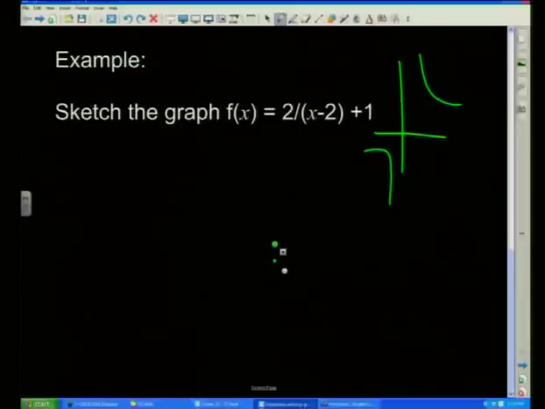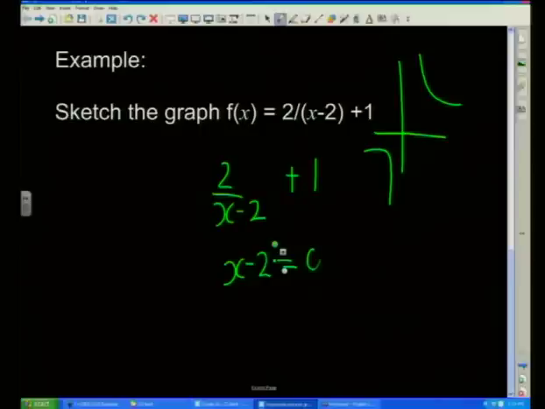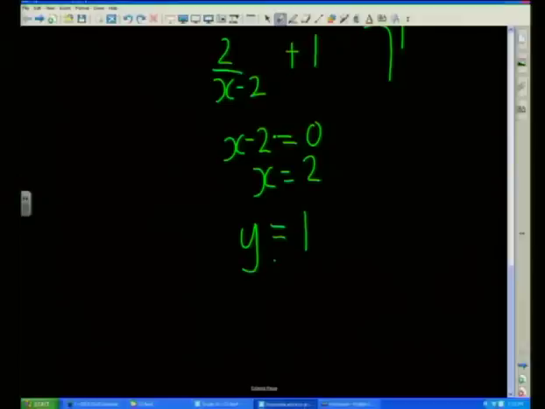Then we have to find the asymptotes. Remember, we've got f of x, or y, is equal to 2 over x minus 2 plus 1. Our first asymptote we get by saying let x minus 2 equal 0. If we do that, we get x is equal to 2. That's one of your asymptotes. Then to get the other asymptote, we say y is equal to q. So y is equal to 1 will be the other asymptote.